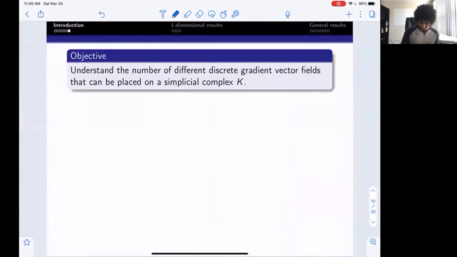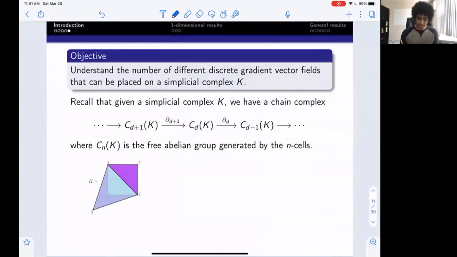Well, the goal is to understand the number of different discrete gradients that can be placed on a simplicial complex. It's a finite thing. We'll only be looking at finite complexes. So there's only so many different ways of prescribing arrows, and only so many of them are actually gradients. It turned out that in trying to achieve this, we end up finding a connection to what's going to be called the Laplacian. So let me quickly define for you what the Laplacian is.